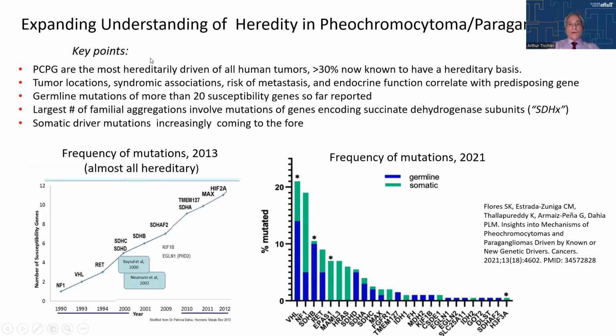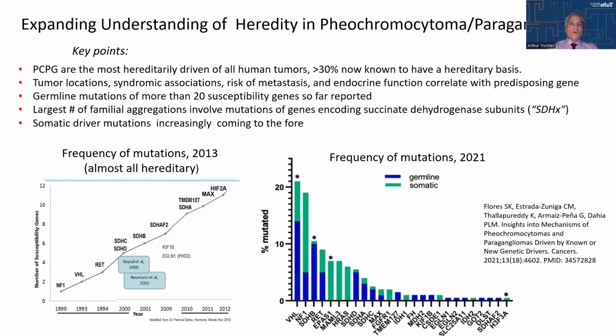Our understanding of the heredity of pheochromocytomas and paragangliomas has also continued to expand, both prior to and with the current Blue Book. Key points to remember are that these tumors are the most hereditarily driven of all human tumors, and at least 30% are now known to have a hereditary basis. Tumor locations, syndromic associations, risk of metastasis, and endocrine function all correlate with the predisposing gene.